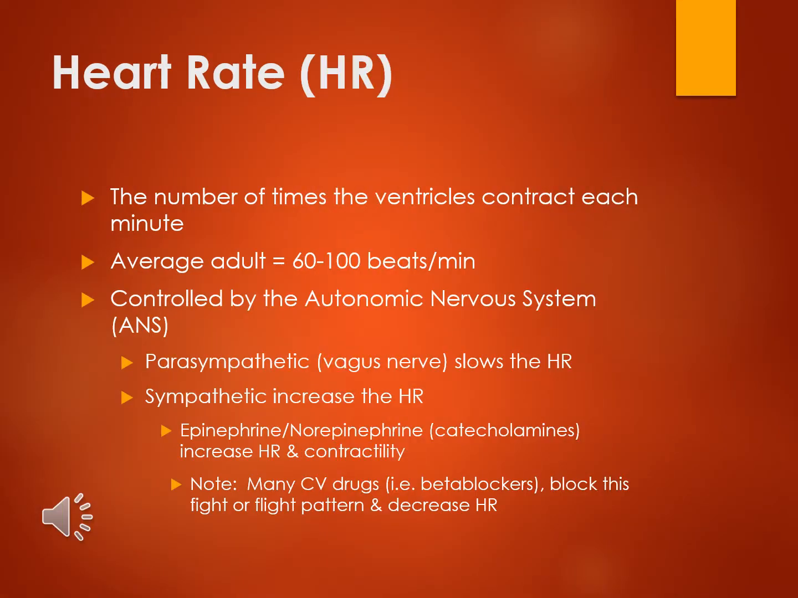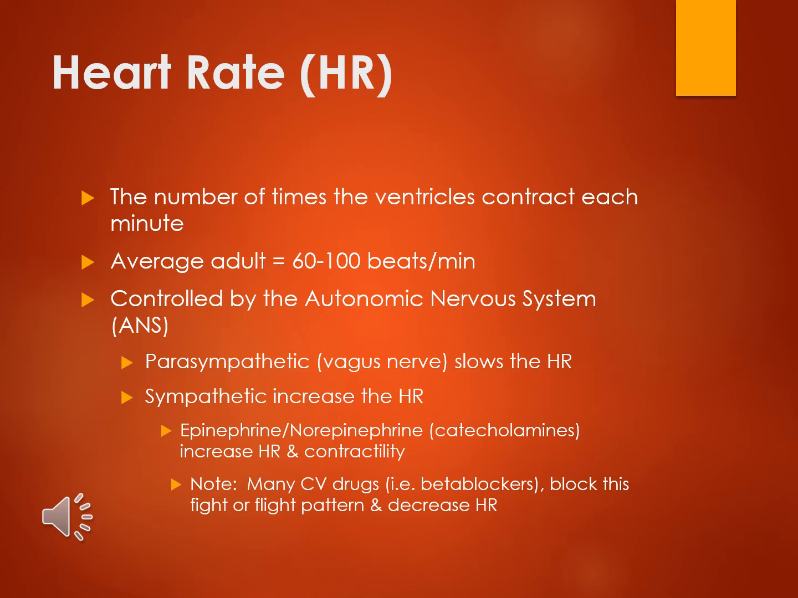The heart rate is the number of times the ventricles contract each minute. An average adult has 60 to 100 beats per minute. It is controlled by the autonomic nervous system, or the ANS. The ANS is broken down into the parasympathetic and the sympathetic nervous system. The parasympathetic nervous system is responsible for slowing the heartbeat.